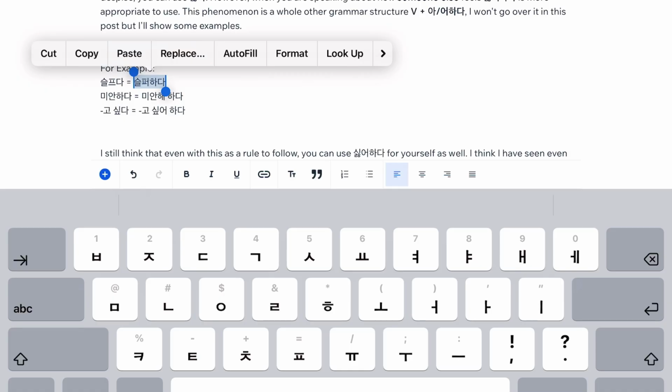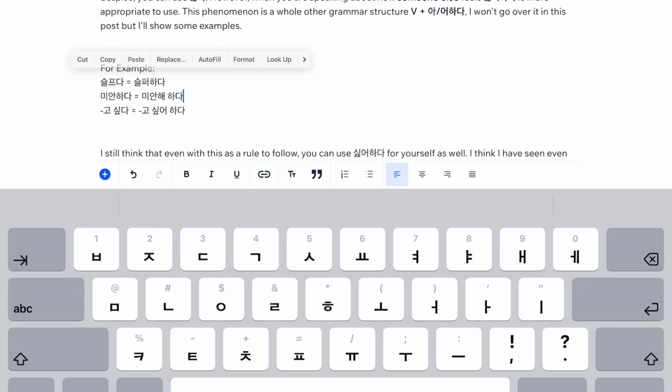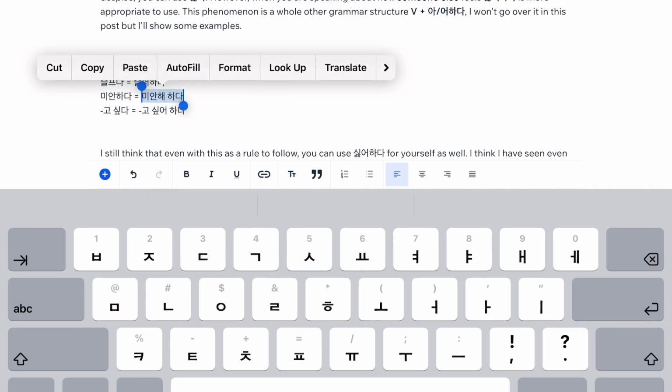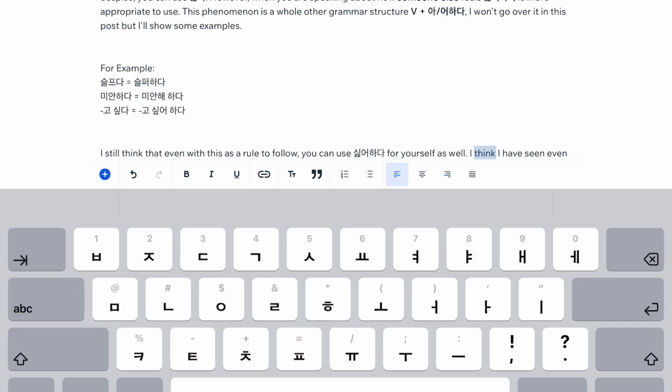We have 미안하다. If I'm feeling sorry, if I'm sorry, 미안하다. Now, if it's the 아저씨 who accidentally bumped into me, I might say 미안해 했어요. He was sorry. Now, I'm not him, I'm just me. So this is kind of like I'm talking about how someone else feels, right? Same thing with 고 싶다. I know what I want, 고 싶다. But what does Timmy want? 고 싶어 하다, right? That's kind of the thing with it.